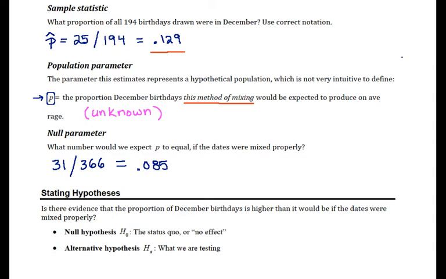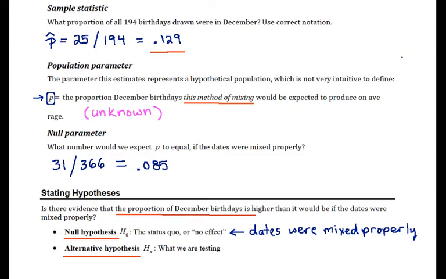The null hypothesis is what we would refer to as the status quo or no effect, and the null hypothesis starts to make a little more sense after we've seen a few examples. In this case, it would mean the dates were mixed properly. Now, the alternative hypothesis should be something contradictory to the null hypothesis. The alternative hypothesis in this case is what we are testing. What we are testing is the question of whether the proportion of December birthdays is higher than it would be if the dates were mixed properly. So in this case, what we're really suggesting is that the method of mixing favors December birthdays.